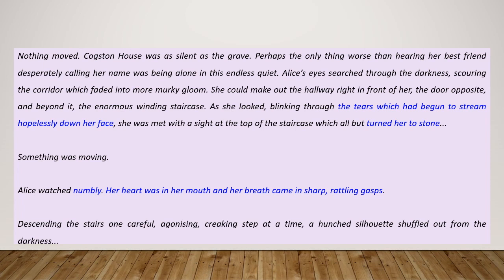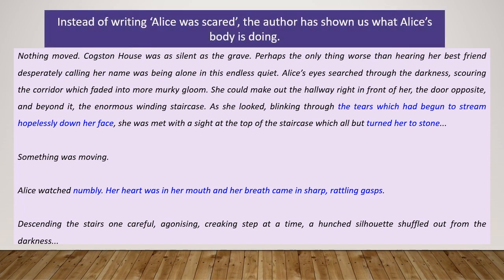So this is a mistake I see people make fairly often, but people will write Alice was scared, and this doesn't translate well to the reader. They don't feel scared because they don't understand the emotion beyond that plain simple word. So instead of writing Alice was scared, the author instead shows us what Alice's body is doing. We can see in blue again, the tears which have begun to stream hopelessly down her face.